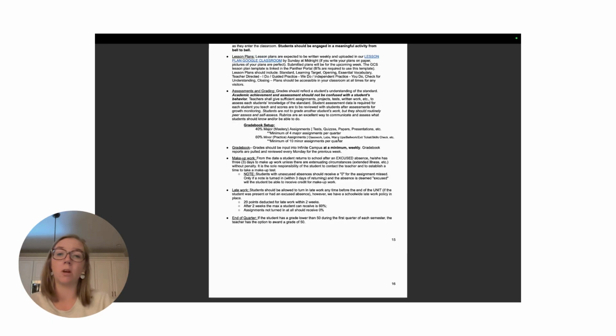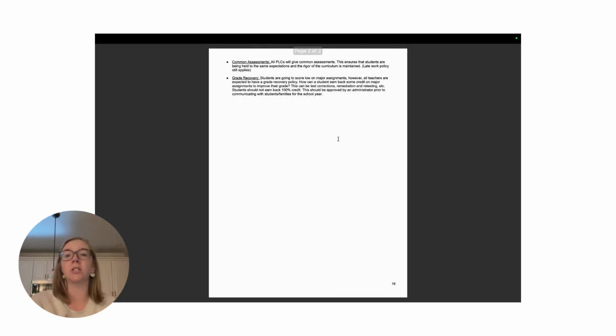Next thing I want to talk about is our grade recovery expectations. If you give a test or a big project or something that's a major grade, kids need to have an opportunity to grade recover. That means they need to have a second chance to improve their grade. I don't expect you to give them full credit. That would not be fair. That would not make the most sense. But they should get a few points.